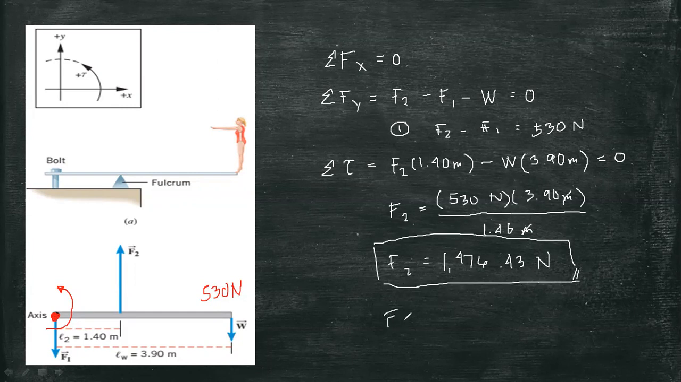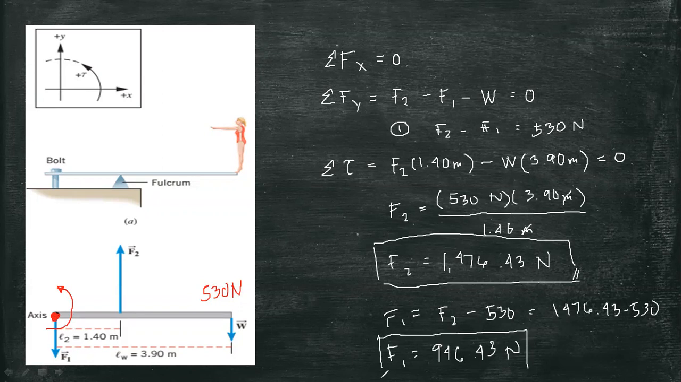And for F1, using equation number 1, substituting the value of F2 into equation number 1, we're going to get F2 minus the weight, which is 530 Newton. So 1,476.43 minus 530 Newton. F1 now is equal to 946.43 Newton. So that's how we solve for a rigid body in equilibrium using this parameter, that the x component, y component, and the net torque are all equal to 0.